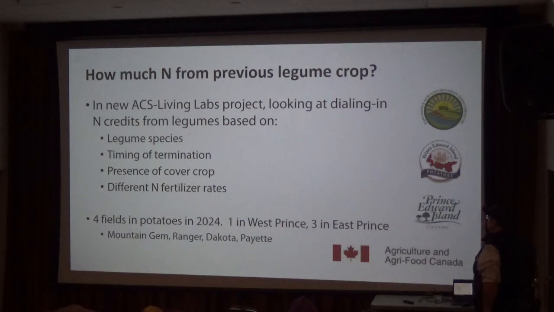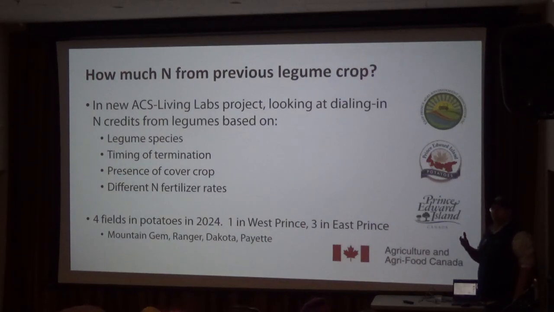We had 4 fields of potatoes this year. 1 was in West Prince, 3 were in East Prince. We had Mountain Gem, Rangers, Dakotas, and Payettes. The reason I picked those is they're all processing varieties that have a fairly similar nitrogen recommendation. The recommended nitrogen rate for them is all somewhere around 160 pounds an acre. I wanted to have ones that we could compare across fields, so they all have fairly similar recommendations.